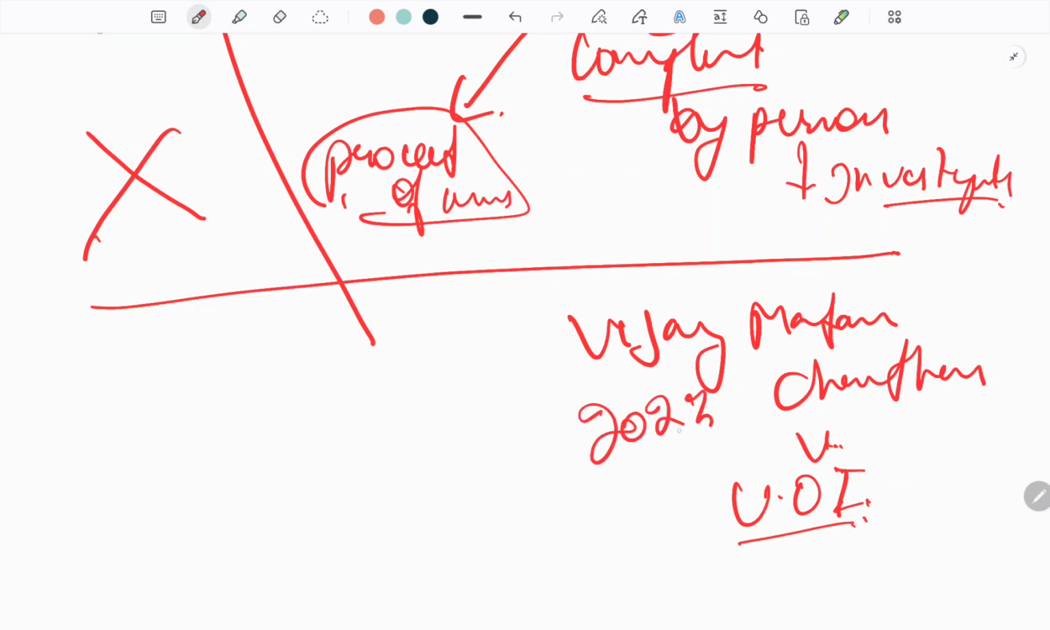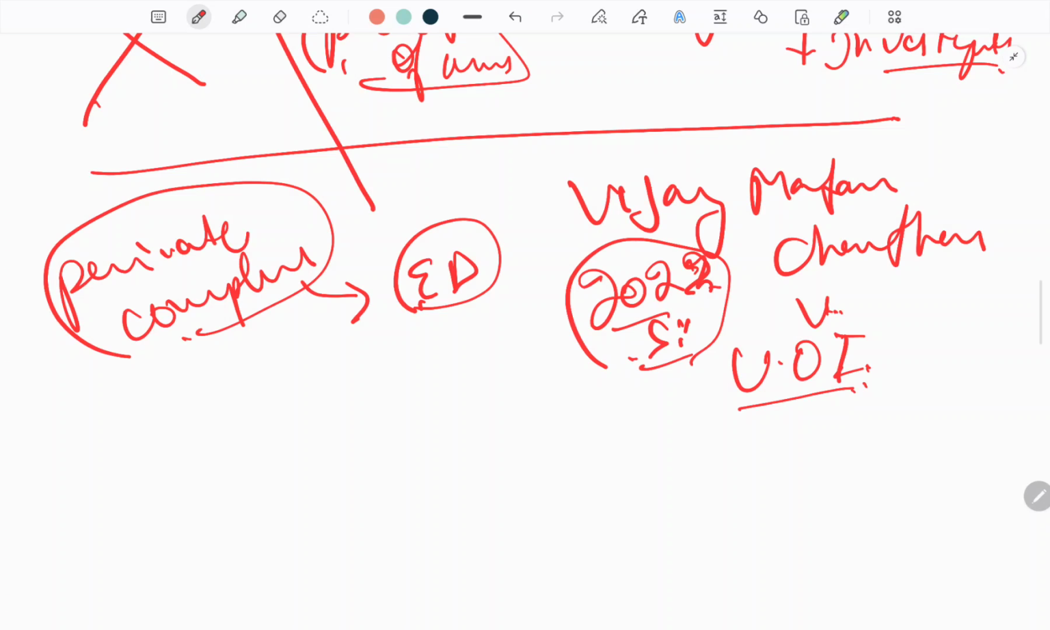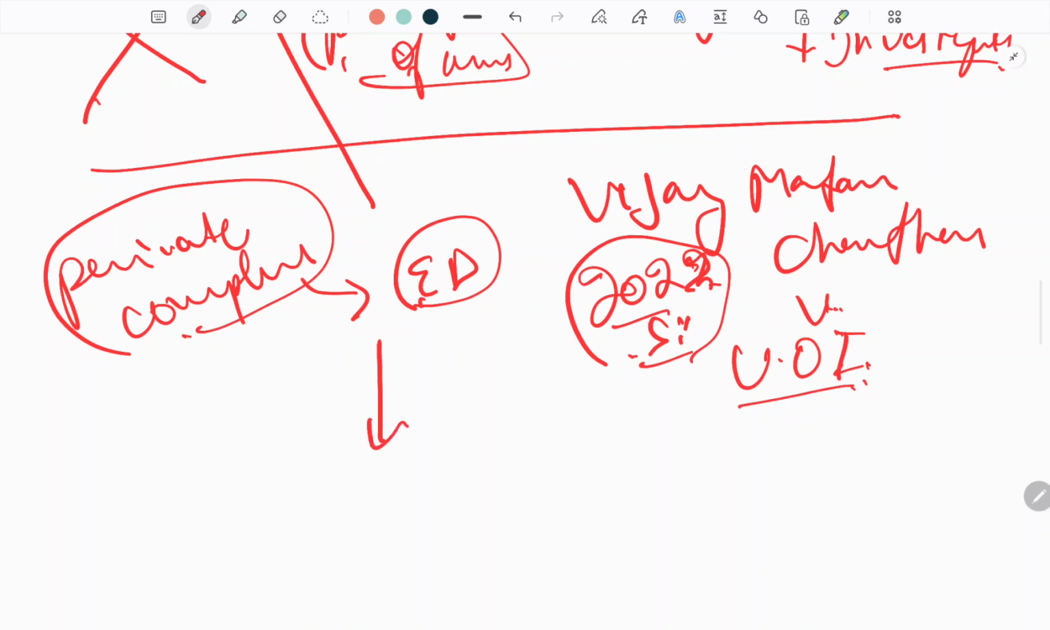It is a 2022 Supreme Court case. It says that whenever a private complainant came before ED and filed a complaint that there are certain properties which are considered proceeds of crime, that some corruption has been committed by that person and he acquired that property, and that property may be considered as a proceed of crime because that person is trying to change black money into white money. That is why it is considered as a proceed of crime.